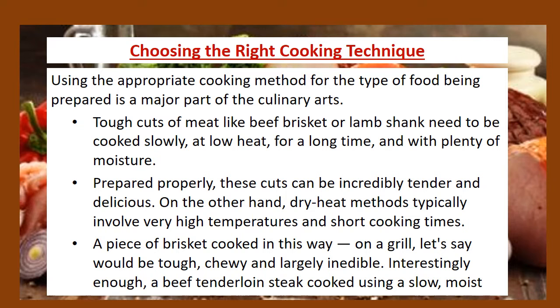On the other hand, dry heat methods typically involve very high temperatures and short cooking times. A piece of brisket cooked in this way on a grill, let's say, would be tough, chewy, and largely inedible. Interestingly enough, a beef tenderloin steak cooked using slow, moist heat would also turn out poorly.